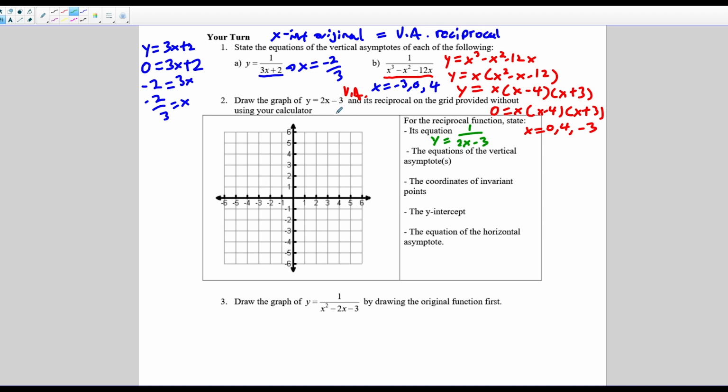If we're looking at our vertical asymptotes here, remember all we're going to do is take our original function and figure out the x-intercept. So here we take y is equal to 2x minus 3, set our y value equal to 0, and solve for x. Let's add 3 to both sides and then divide both sides by 2. So in our original function, we have our x-intercept of 3 over 2, which is 1.5.